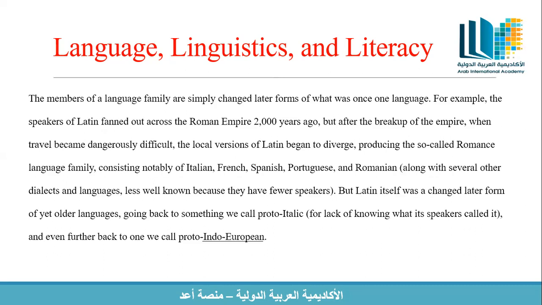So the members of a language family are simply changed later forms of what was once a single language. For example, the speakers of Latin fanned out across the Roman Empire 2,000 years ago, but after the breakup of the empire, when travel became dangerously difficult, the local versions of late Latin began to diverge, producing the so-called Romance language family, consisting notably of Italian, French, Spanish, Portuguese, and Romanian, along with several other dialects and languages.